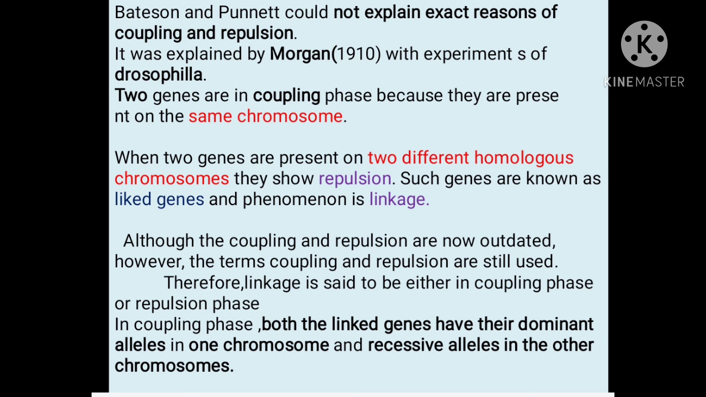Although coupling and repulsion are now outdated, the terms coupling and repulsion are still used. Therefore, linkage is said to be either in a coupling phase or in a repulsion phase. In a coupling phase, both the linked genes have their dominant alleles in one chromosome and recessive alleles in the other chromosome.